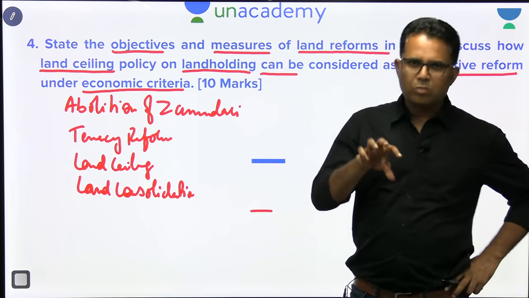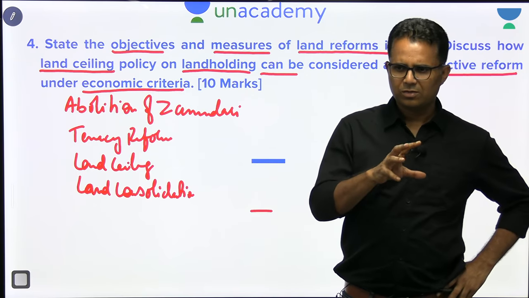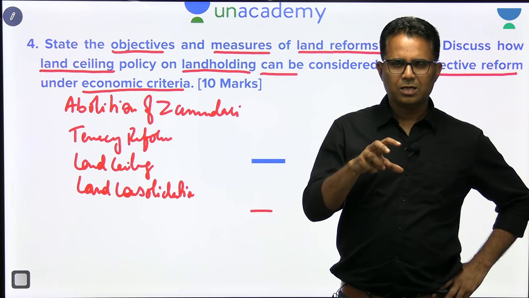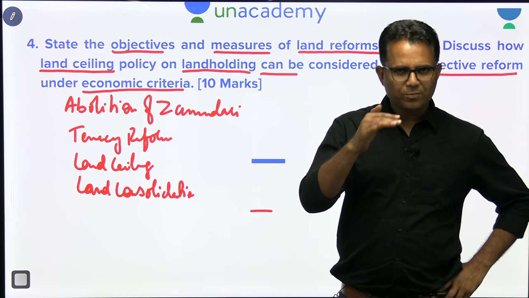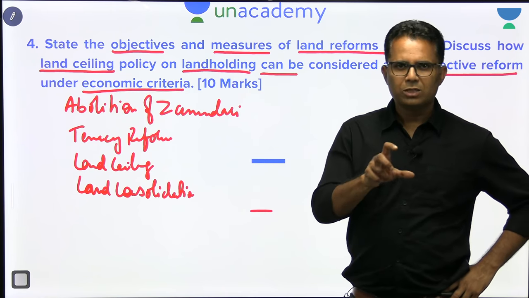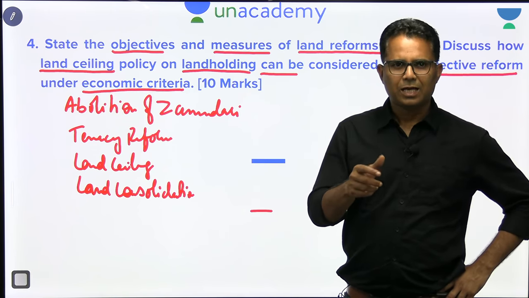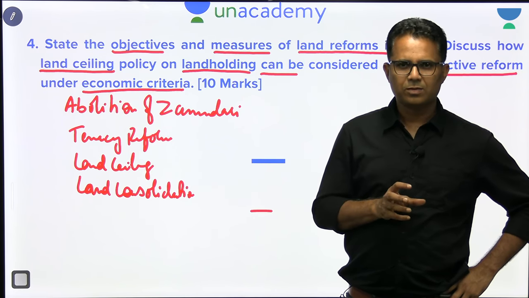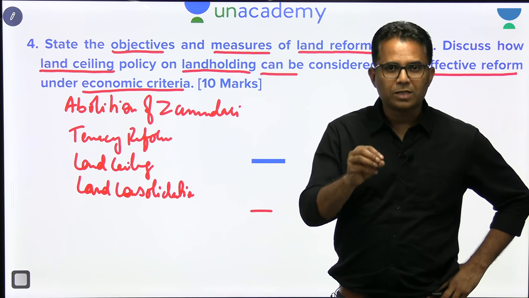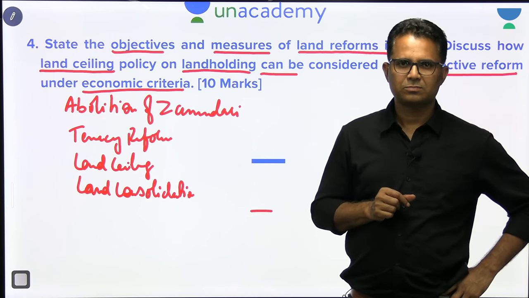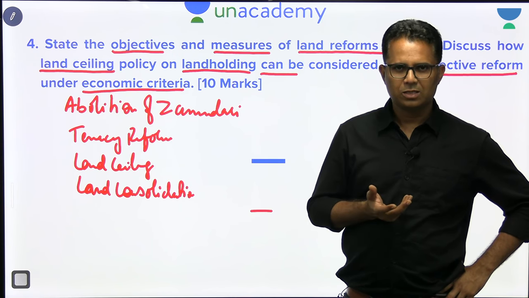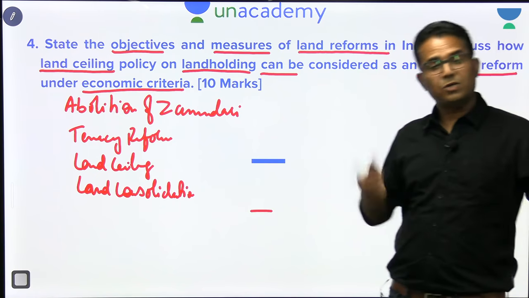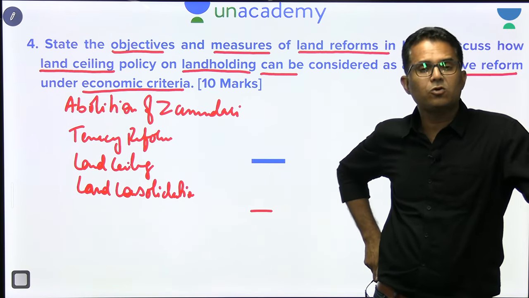So economy wise, most of what we have read says that a land ceiling is basically not a reform, because when you are putting a ceiling, land holdings will be less per person, and in economic terms it will not lead to better resource utilization. Products will be costly, right? So that's why this question is asking how it can be considered an effective reform under economic criteria.